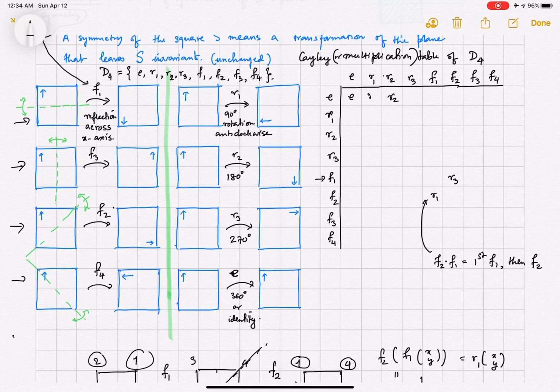So this row is basically just R2, and this similarly here, because this is the same as saying what goes here is F1E, which means first apply E and then apply F1. But if you first apply E, that does nothing, and then you apply F1, that's the same as just applying F1. So this is just F1, F2, F3, F4.